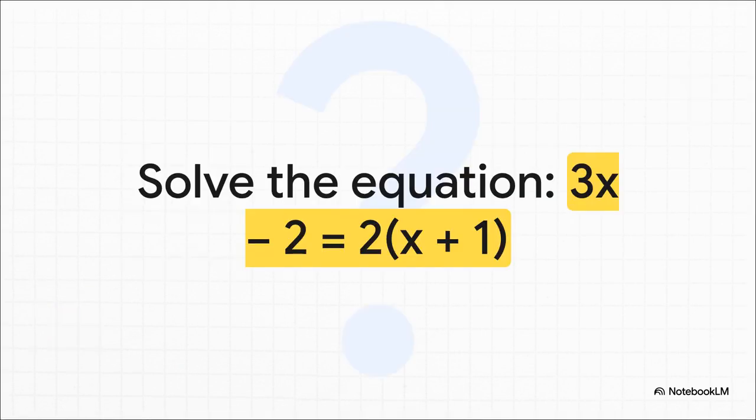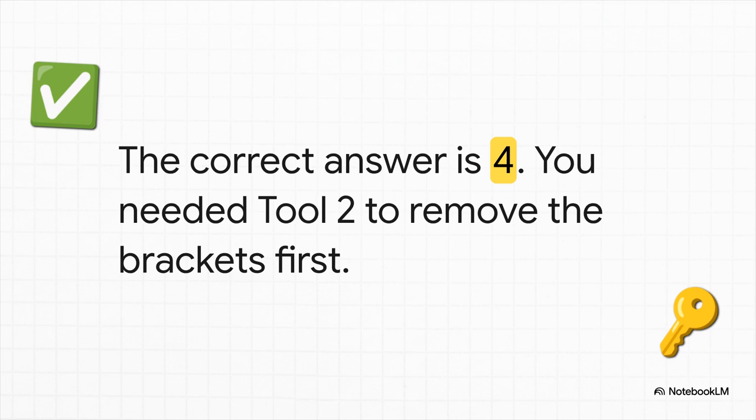Okay, next up. This one looks a little different. What's the very first thing we need to deal with here before we can even think about sorting our terms? And the correct answer is A, 4. You got it. The first step had to be using tool 2 to multiply out those brackets. Once you get 2x plus 2, it becomes a simple problem where you just use tool 1 again to find that x is 4. Great job.